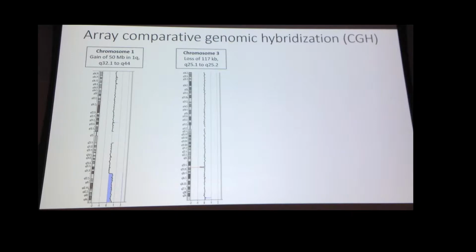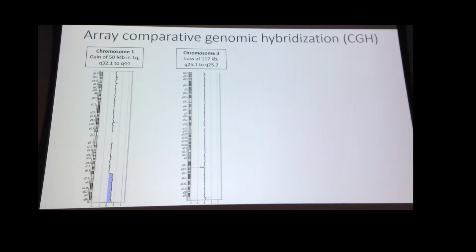This is what was seen on chromosome 3. So if you remember, we were able to see that abnormality on chromosome 1 in the G-banding study, but we didn't see this on chromosome 3. And this is because DNA microarray is higher resolution than G-banding is. And so we could see on chromosome 3 an abnormality here in the long arm of chromosome 3.